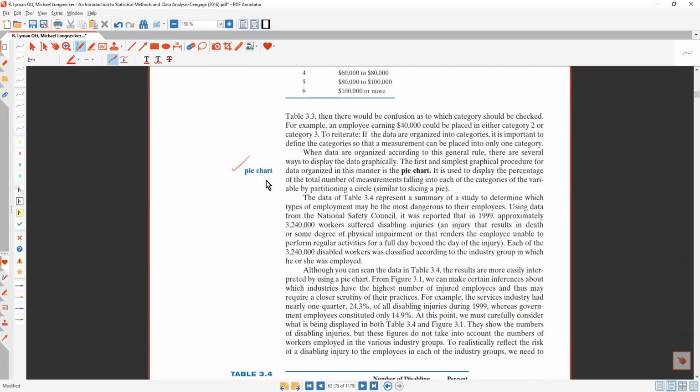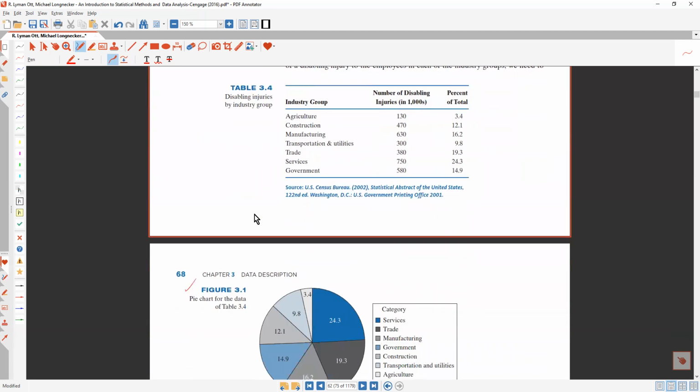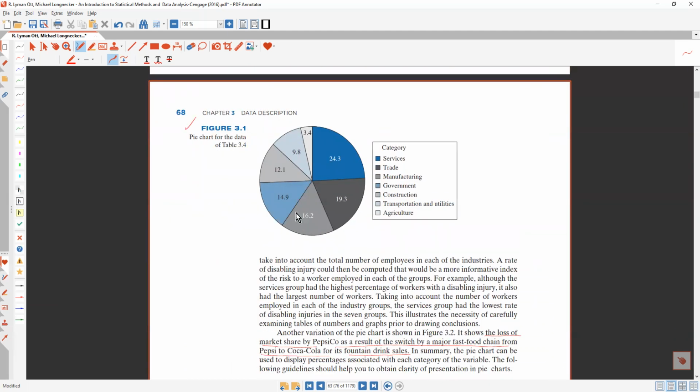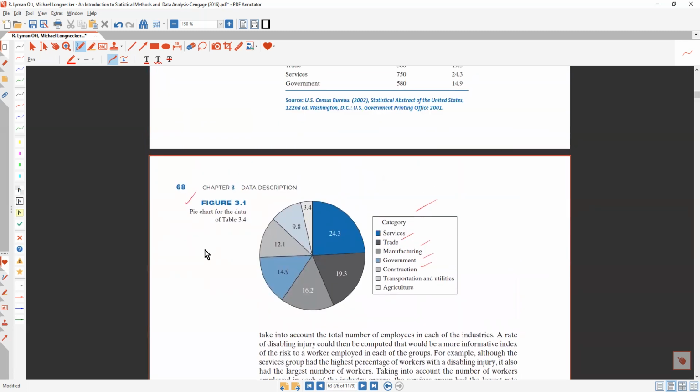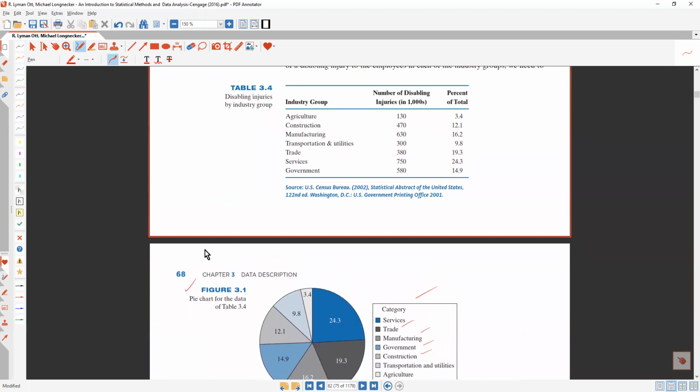The infamous pie chart. Okay, everybody knows what a pie chart is because we see them all the time. Let's look at a pie chart here. There's a pie chart. So we have different services. We have trade, manufacturing, government, construction, and so on. And these are, I believe they're percentages. Are they percentages? I believe so. Yeah, there they are, right here. So number of disabling injuries. So injuries by industry group. So there's apparently 3.4% in agriculture. Construction, as we would imagine, may have a few more, in manufacturing, a few more, et cetera, et cetera.